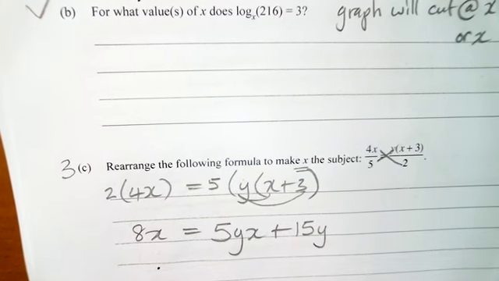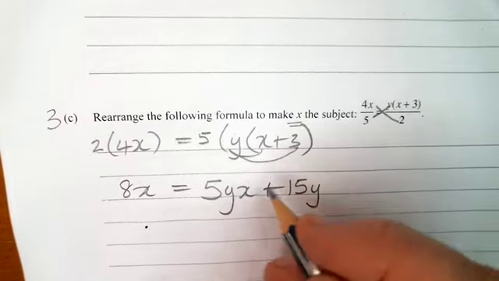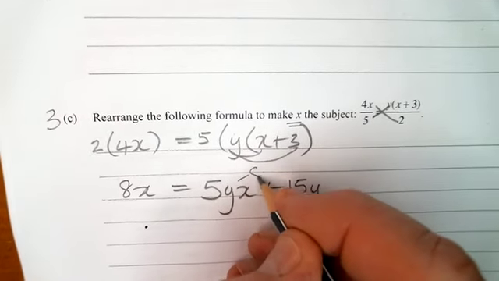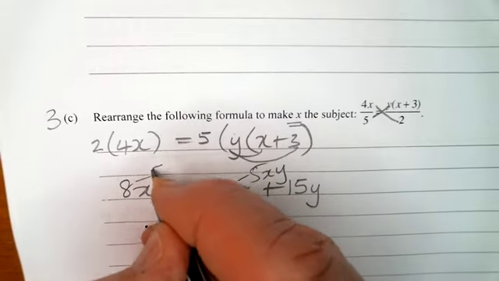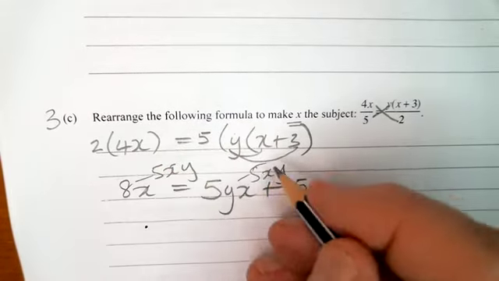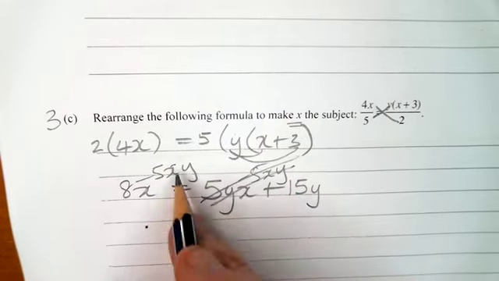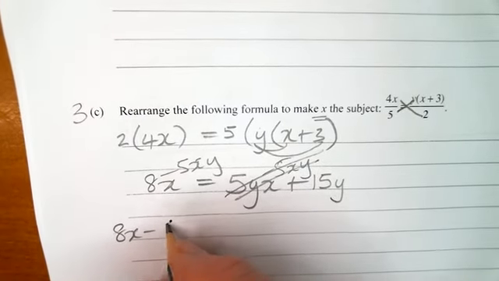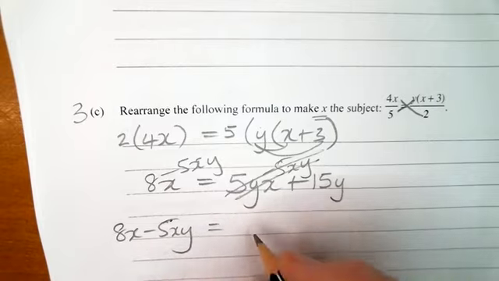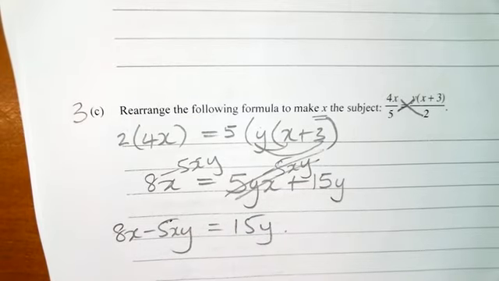That's okay. So first thing I'm going to do is subtract 5xy from both sides, and I'm going to call this xy rather than yx. The reason I'm doing that is I want all the x's on the same side. So now I've got 8x minus 5xy is equal to 15y.